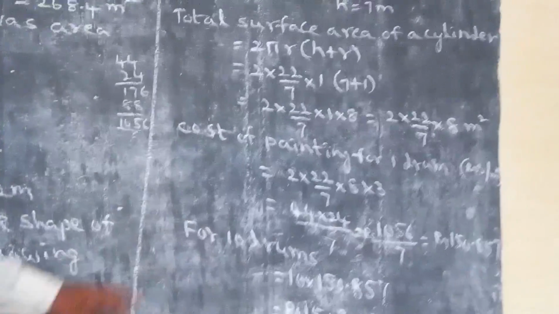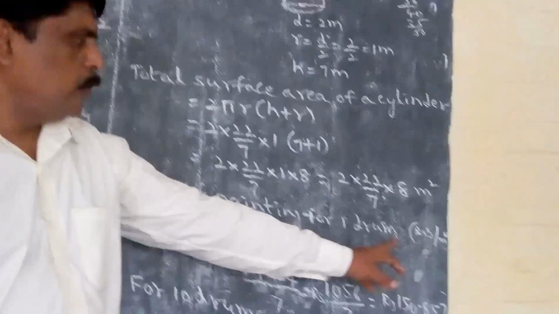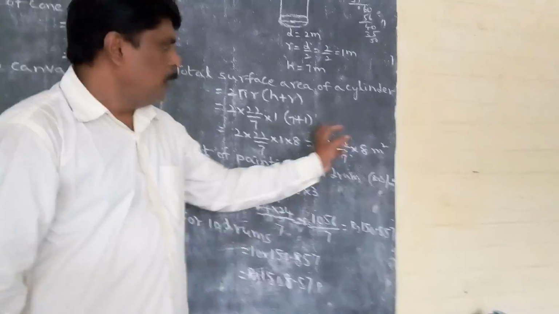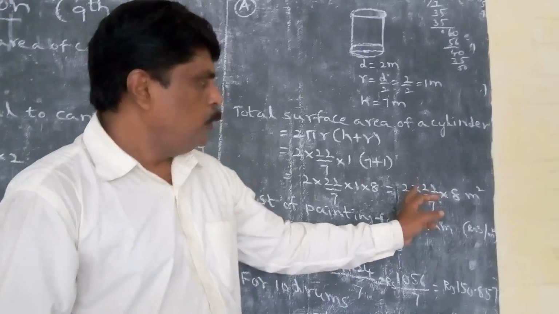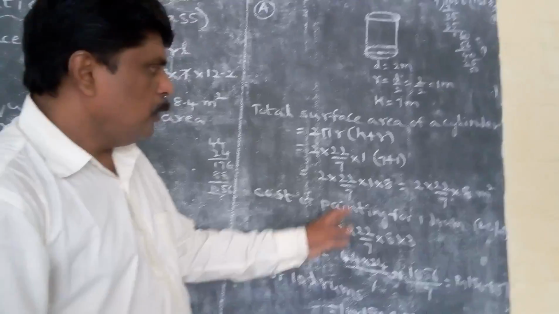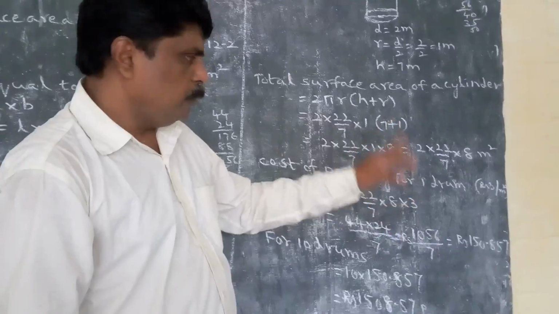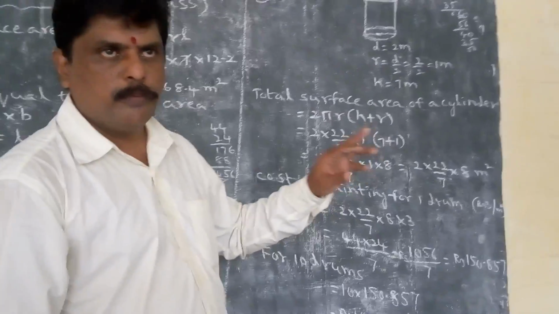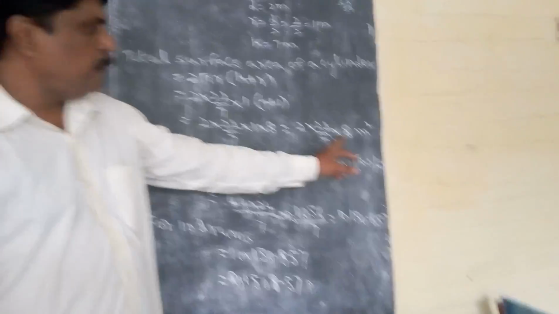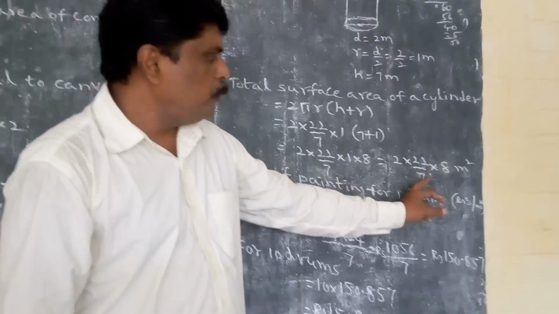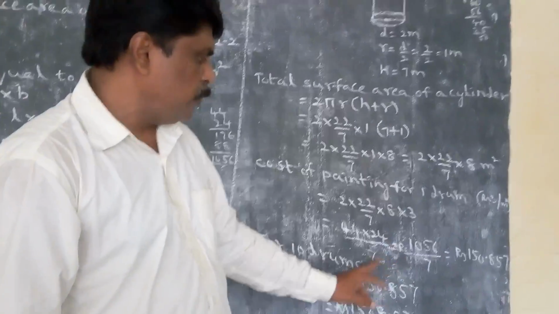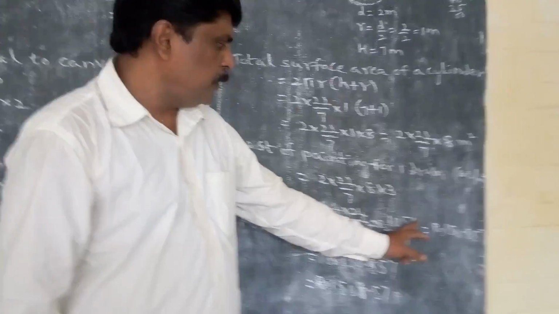Next, the cost of painting for 1 drum. 1 meter square costs 3 rupees. So we got 2 into 22/7 into 8 meters square, and we have to multiply by the cost of 1 meter square, which is 3 rupees. So 2 into 22 by 7 into 8 into 3. You get 44 into 24 by 7, 44 into 24 is 1056 by 7.